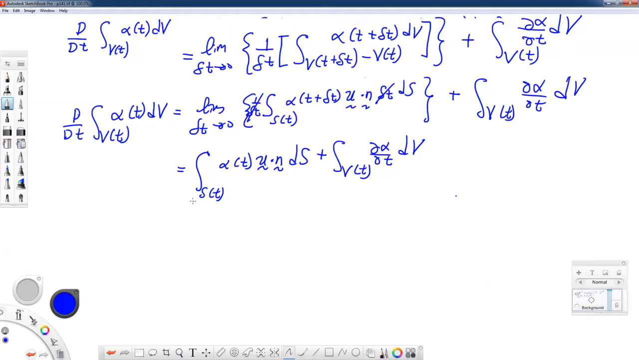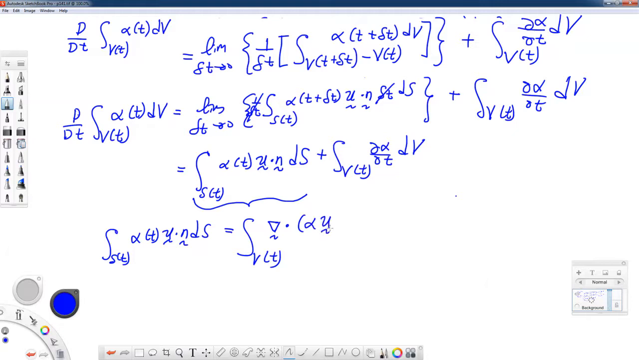All right, now let's look at this term in a little bit more detail. We have a surface integral of alpha of t, u dot n dS. We can convert that into a volume integral using the divergence theorem. Okay, so now we have del dot alpha u dv.